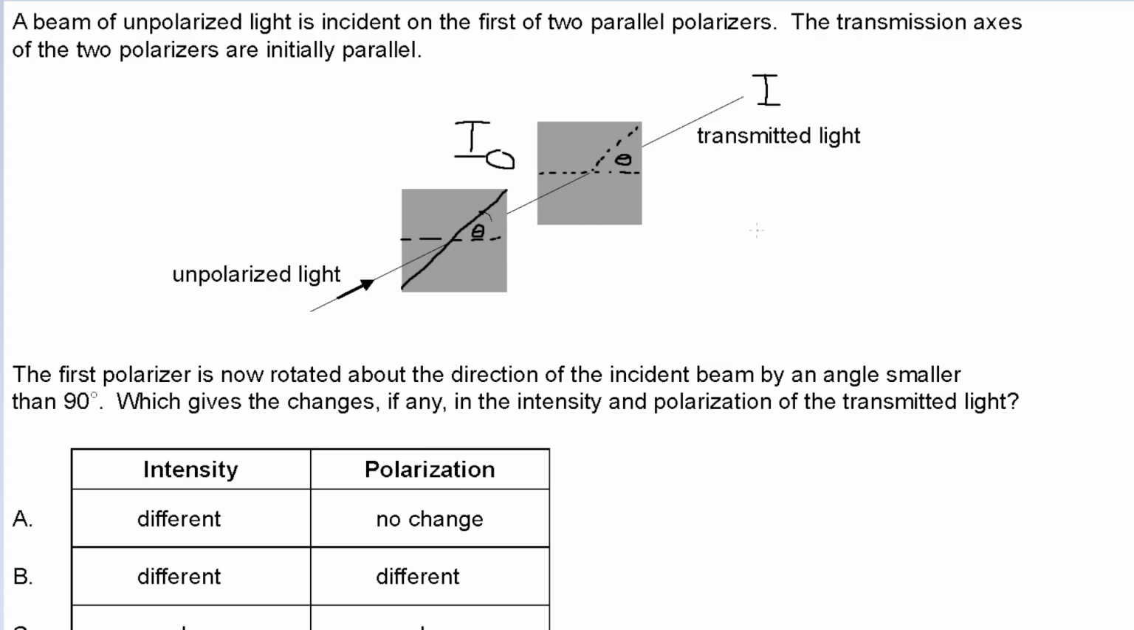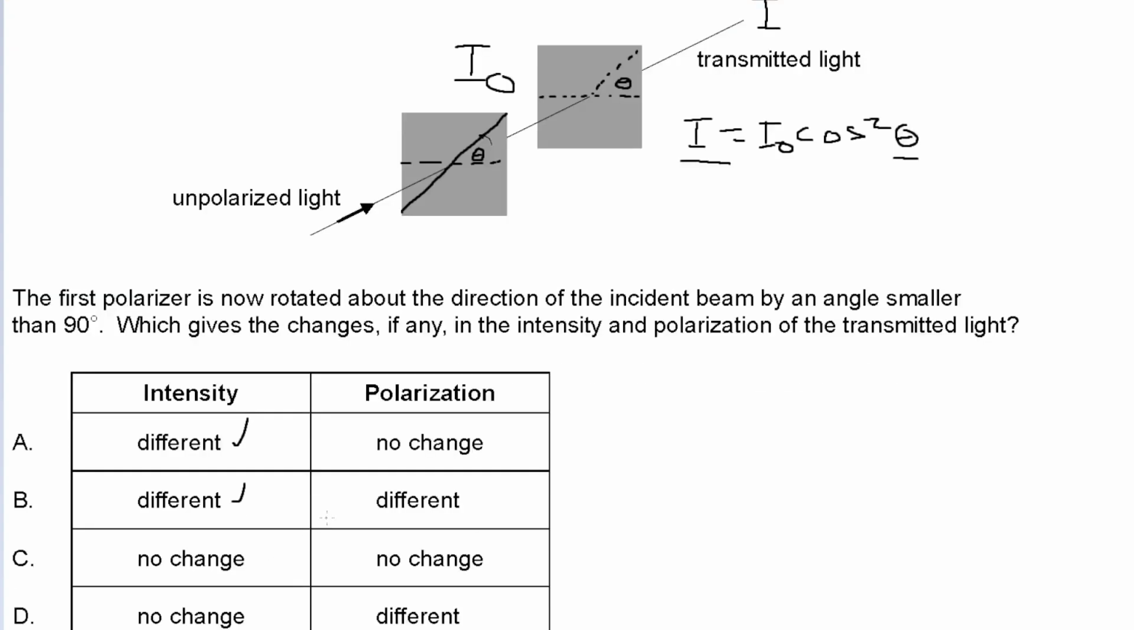So in our data booklet, we have Malus's law. I is equal to I naught cosine squared theta. So now that we have a different angle, one that is not zero, because they're not parallel, we're going to have a different value for I. So we can say that intensity is different. So it's either A or B.